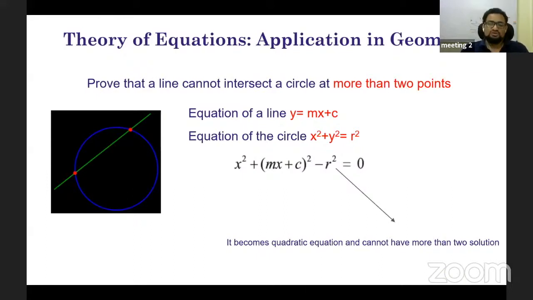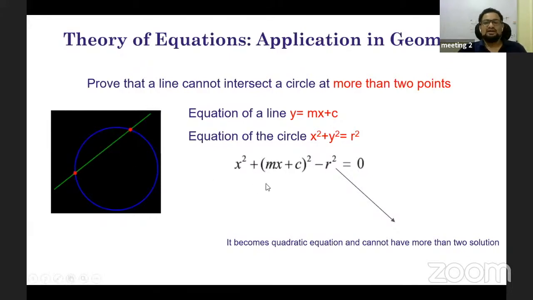Okay, so now how will you do that? Now you have the equation of the circle, x square plus y square is equal to r square, and then you have the equation of the line, y equal to mx plus c. Simply substitute this y equal to mx plus c in here, and then you solve the equation. It becomes a quadratic equation. And you already know that when it becomes a quadratic equation, it has only two roots, and those two roots are 2 points on the circle.